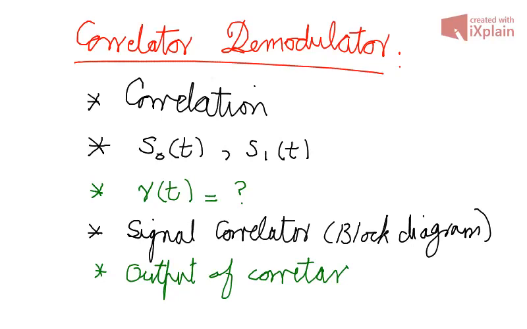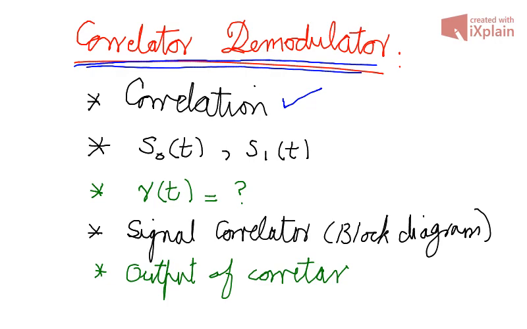Today we will learn about the signal correlator, actually the correlator demodulator. Correlator demodulator is the name given as it is used in the demodulation process. So we have a correlator demodulator at the receiving end. In today's topic we will revise some basics of the process of correlation.